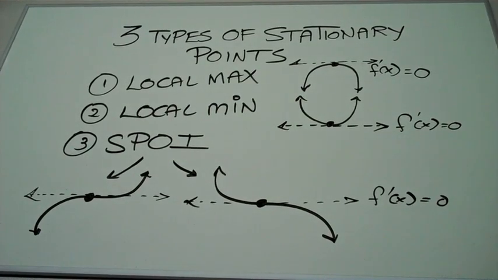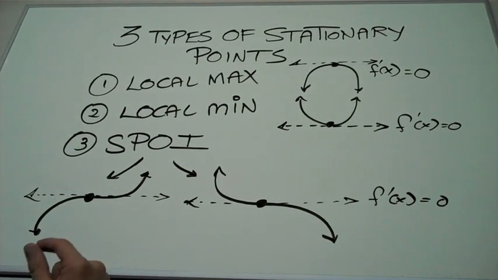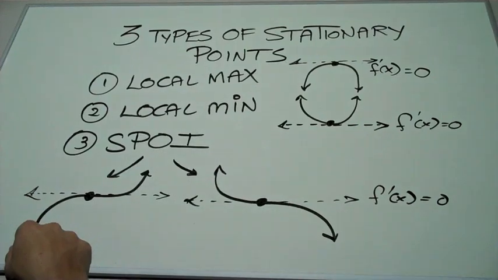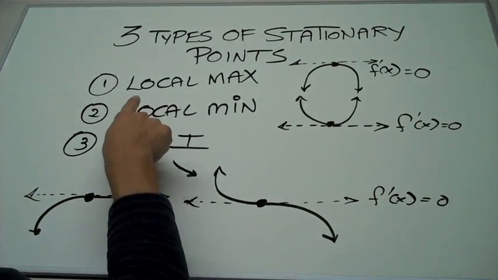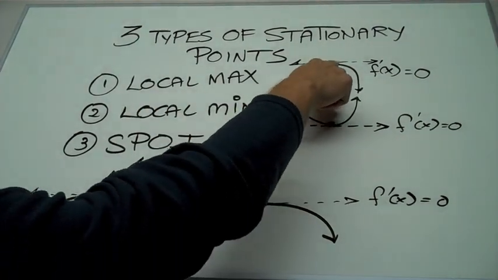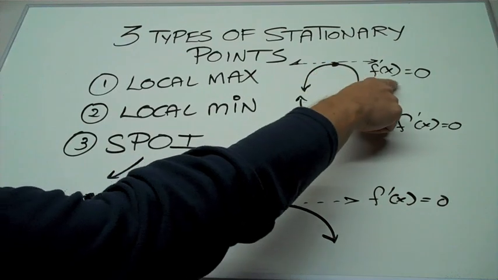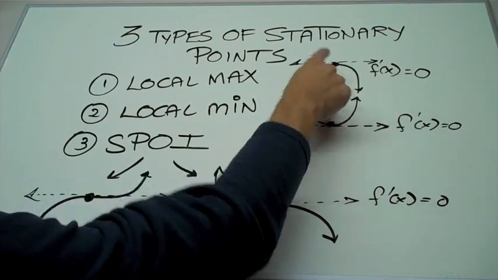So in summary, what you need to remember about stationary points is that we've got three types of stationary points. We have local maximums. The derivative at the maximum is 0. f'(x) is equal to 0 at that maximum.